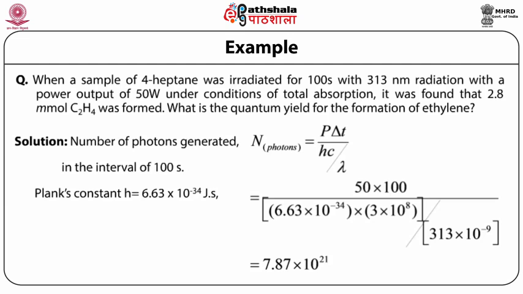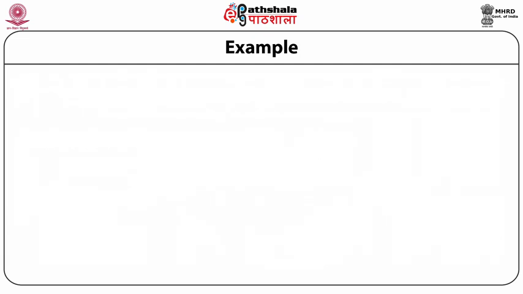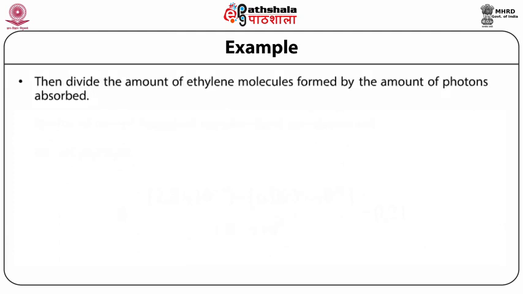The solution for this is, let us first calculate the number of photons generated in the interval of 100 seconds. Here Planck's constant h is equal to 6.63 times 10 to the power minus 34 joule second, and the total number of photons can be calculated as power multiplied by the time of exposure divided by hc by lambda, where P, delta t and lambda are taken from the question. Solving for n gives 7.87 times 10 to the power 21. Now the second step is to divide the amount of ethylene molecules formed by the amount of photons absorbed.